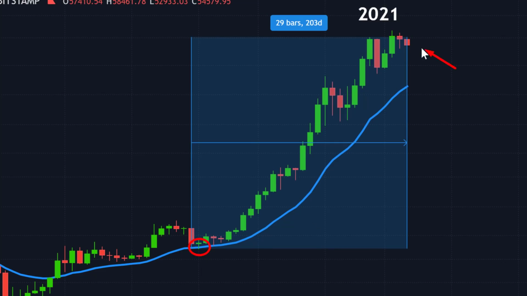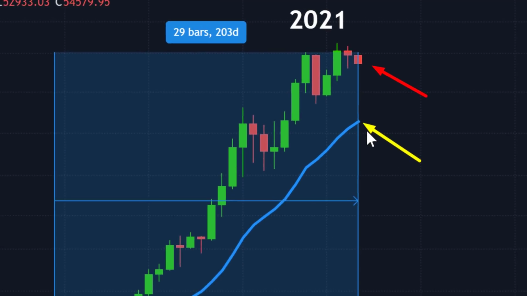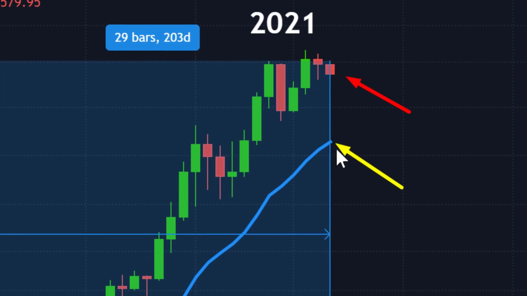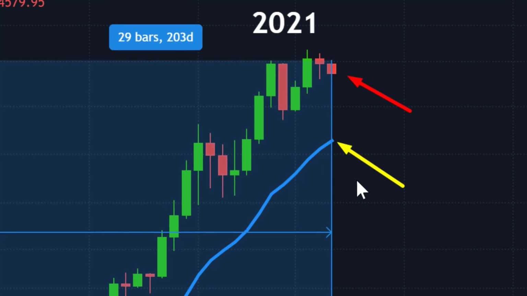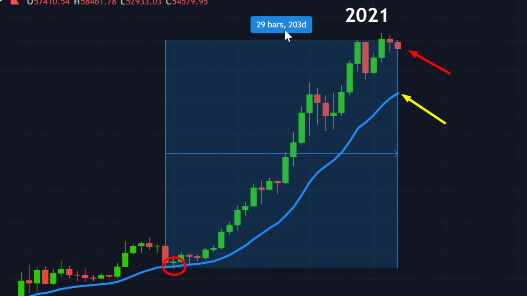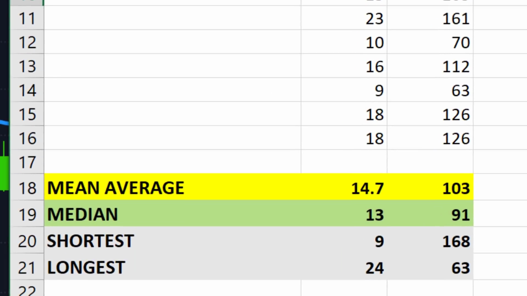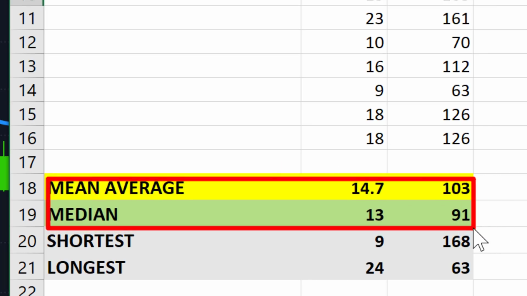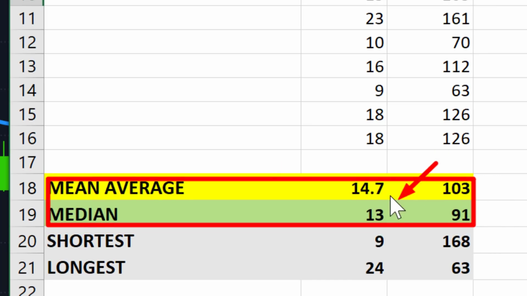As you can see here, we have not yet pulled back to the 21 weekly moving average, currently at about the 39 to 40,000 level. So guys, this has never happened before. We've gone 29 weeks or 203 days without a pullback to the 21 weekly moving average. Again, let me show you this one more time. If you look at the data, you will see the average figure was 14.7 weeks. The median figure was 13 weeks. Bitcoin has never done this before.